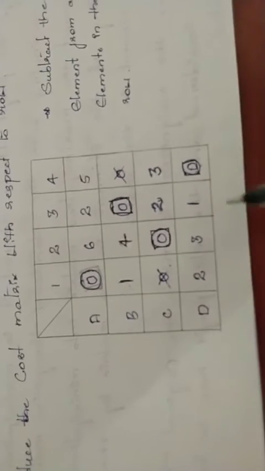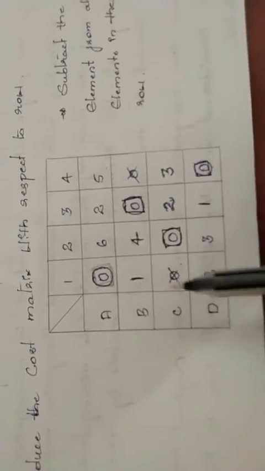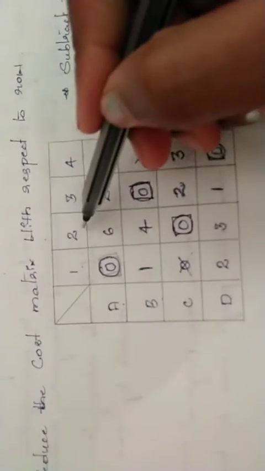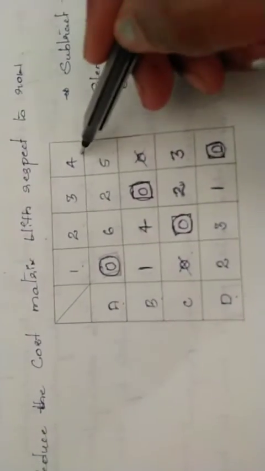Once you finish this, just count the number of assignments we did: 1, 2, 3 and 4. There are 4 assignments we did, and how many rows are there? 1, 2, 3 and 4. Now the number of assignments is equal to the number of rows. It means that whatever solution you are going to get will be an optimum solution. Now if you look at the assignment of the salesmen to the cities, salesman A will be assigned to city 1, B will be assigned to city 3, C will be assigned to city 2, and D will be assigned to city 4.